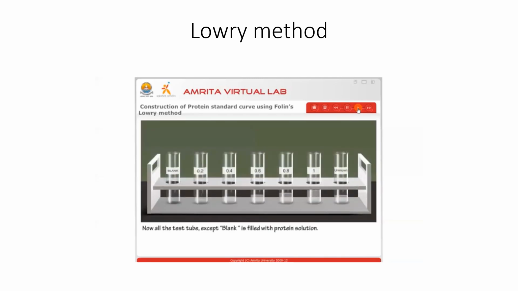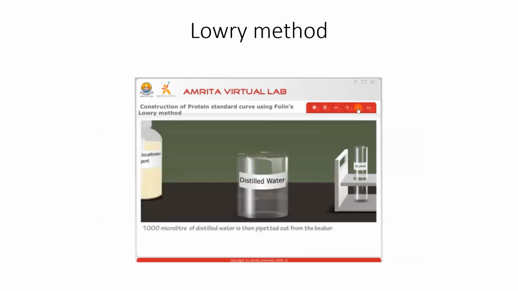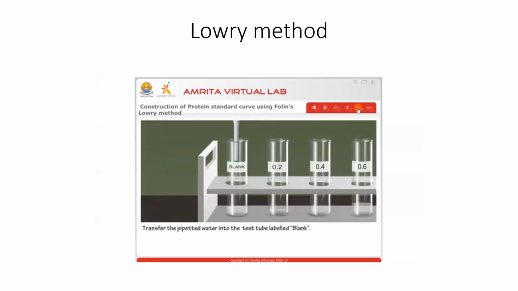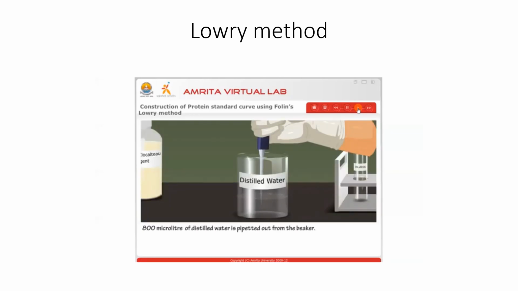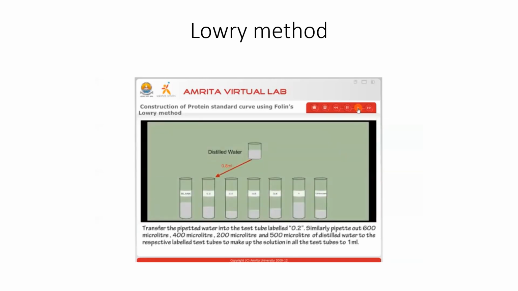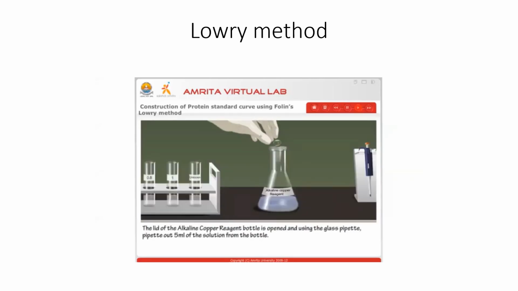Water will now be added to each tube, including our blank. This will bring all tubes to the same volume, thereby creating a serial dilution of protein concentration. So this is how you make the standard curve, okay? We will now add 5 milliliters of alkaline copper reagent to each tube.